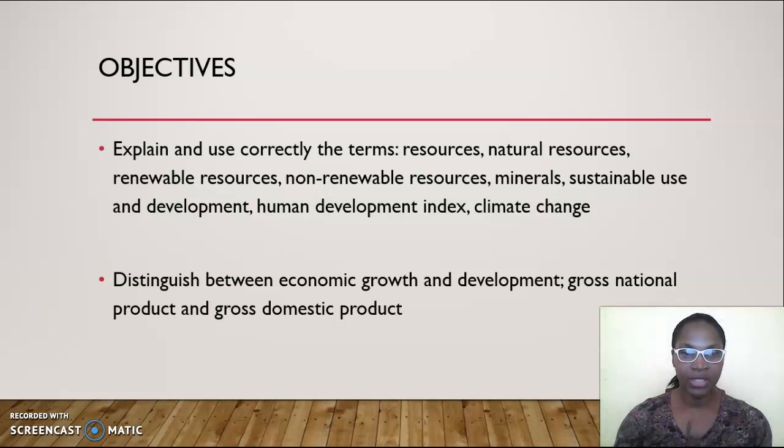Now let's look at the objectives. The objectives for this revision, which are based on the objectives for the lesson that was started in class while we were still at school, are to explain and use correctly the terms resources, natural resources, renewable resources, non-renewable resources, minerals, sustainable use and development, the Human Development Index, climate change. Now, we are also going to need to distinguish between economic growth and development, gross national product, and gross domestic product.